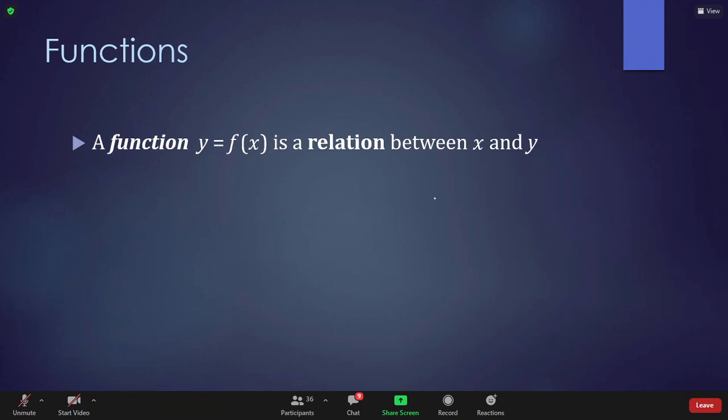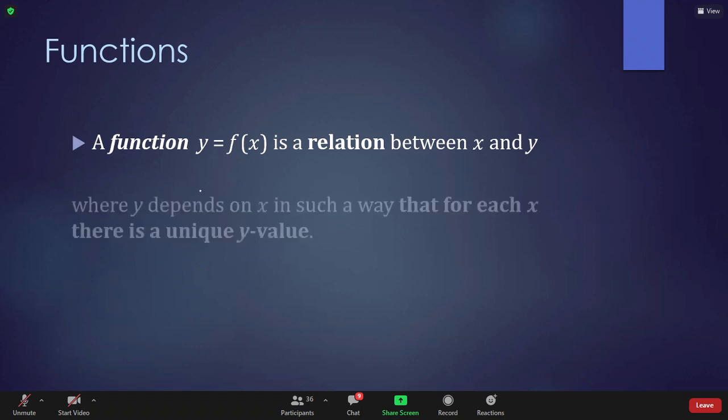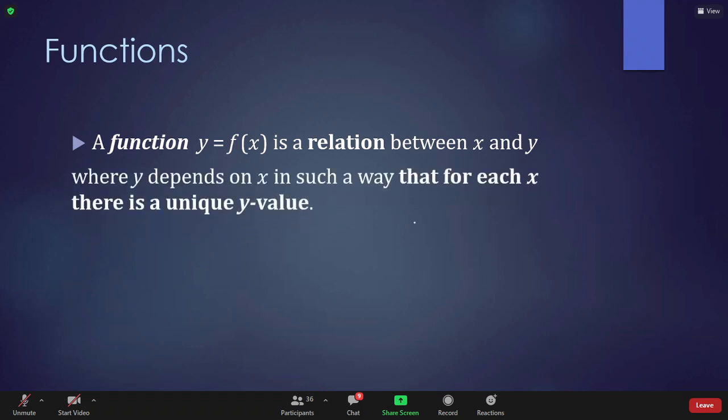So usually we say x and y, a relation between x and y, which means they are connected. And also y depends on x. So these two variables are connected and y is dependent on x. So for each x, there's a unique y value. For every value of x, we can find one and only one y value. Of course, for some x values, the y values don't exist. That's something that we will discuss in a few moments.